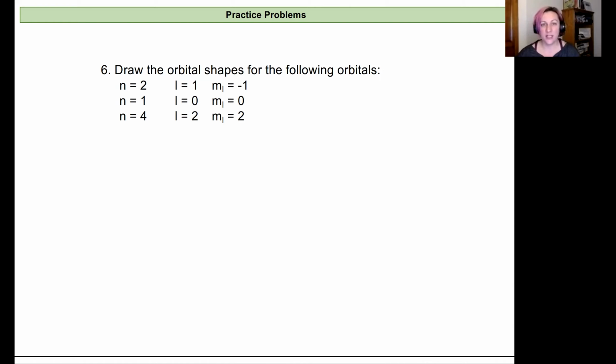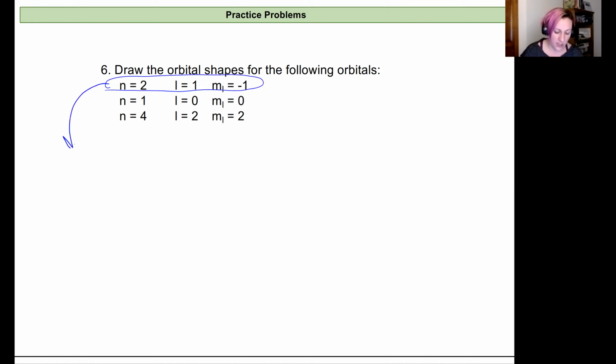So in this practice problem, we want to draw orbital shapes for the following orbitals. What these numbers are doing is describing an orbital. Each of these orbitals can contain 2 electrons, and that's where the spin quantum number comes in, spin up or spin down. We're just focusing on the shape of it rather than which electron is in it. So we're going to separate each of these out.